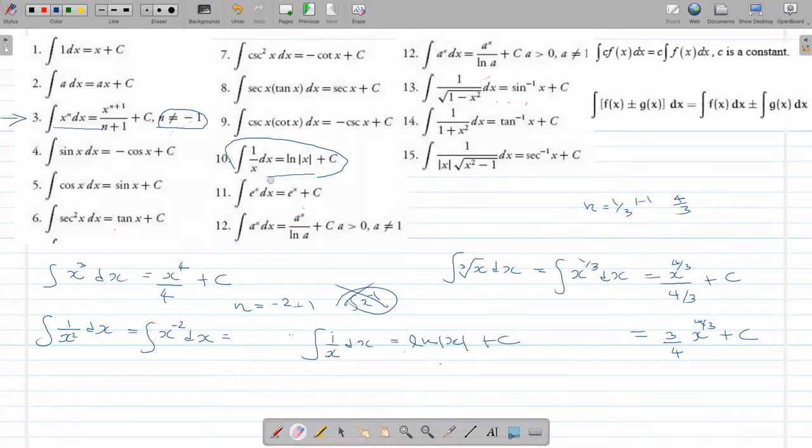Try to memorize these formulas, but you will get them in the exam. Okay, I will give the formulas in the exam.